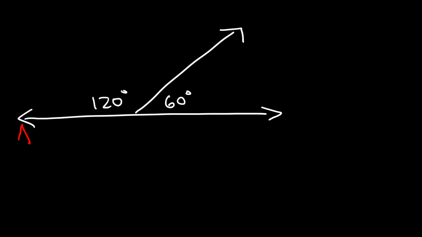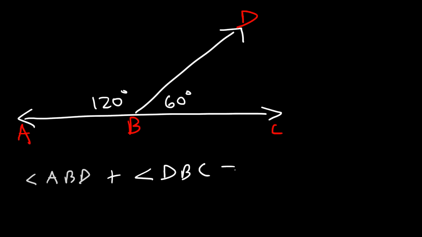So let's call this A, B, C, and D. Angle ABD, that's basically 120, plus DBC, which is 60, is equal to basically the straight line ABC, which is 180. So whenever you have a straight line, all the angles that are part of that straight line have to add up to 180.